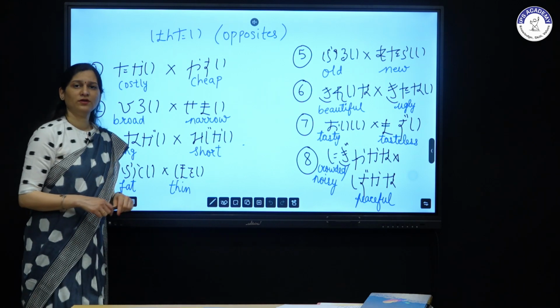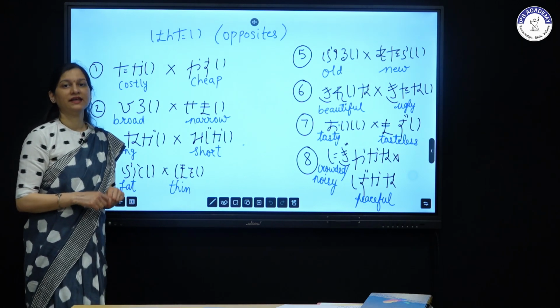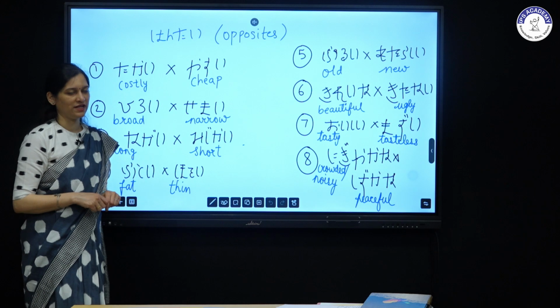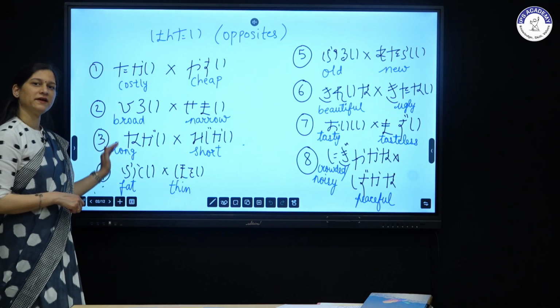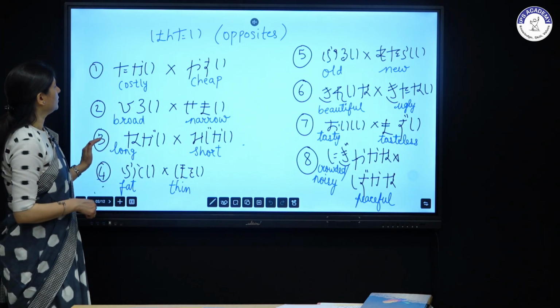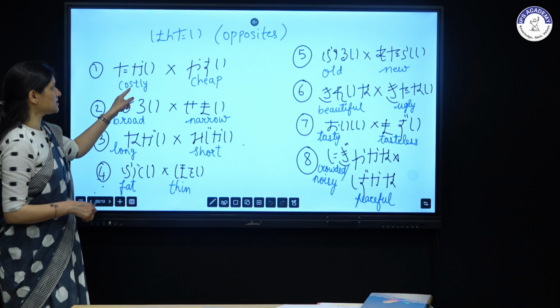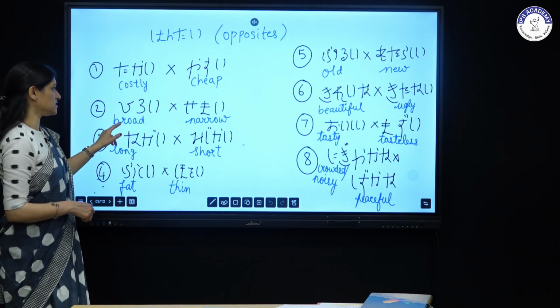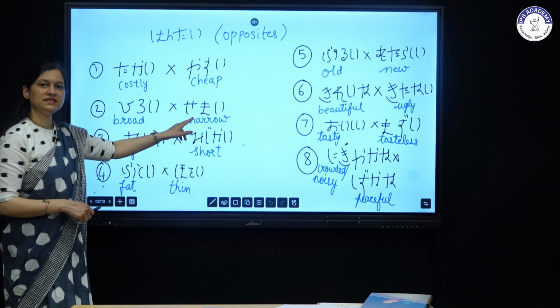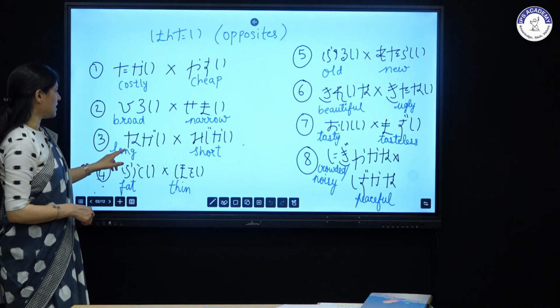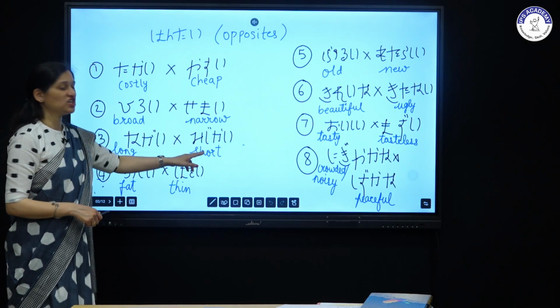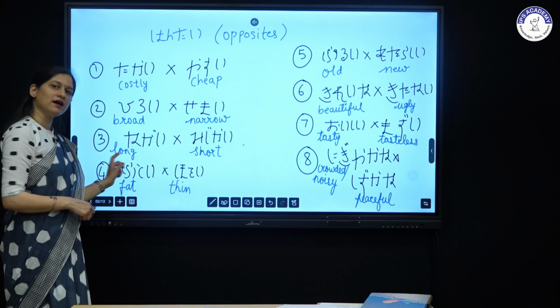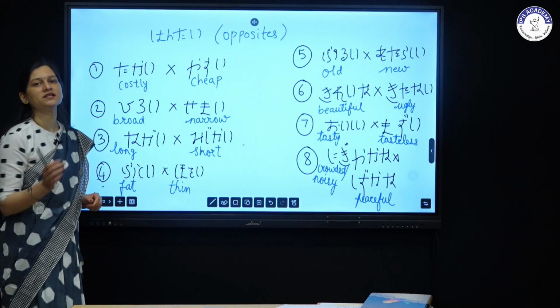Now we know that all the adjectives, they are opposites as well. So we studied the pair of opposites. Takai is costly, yasui is cheap. Hiroi means broad, semai means narrow. Nagai is long and mijikai is short. This nagai and mijikai is for the horizontal length.